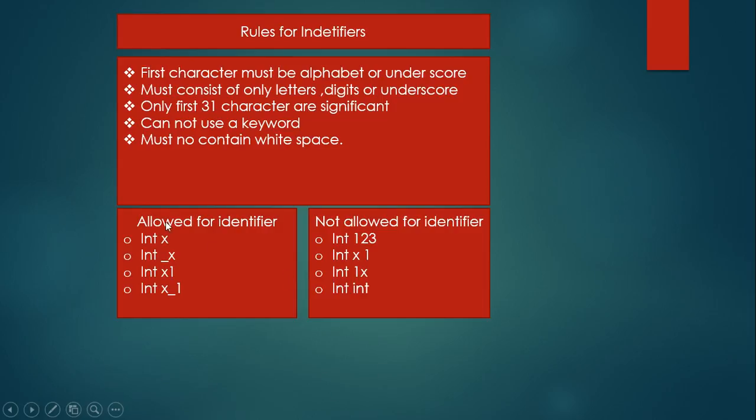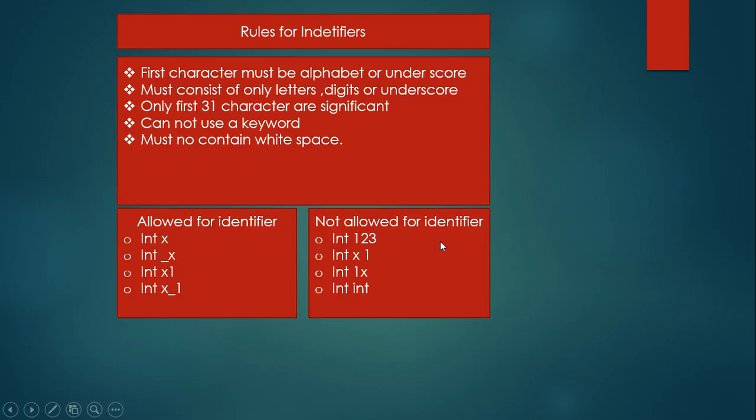Here are some examples of allowed identifiers. int x: x is an alphabet, so it is valid. int _x: underscore and alphabet both are allowed in the identifier declaration, so this is valid. You can use the underscore before and after, there is no problem. int x1 is allowed because it starts with an alphabet, and after the alphabet I am using digits. And int x_1_: underscore is allowed here, so this is valid for an identifier.